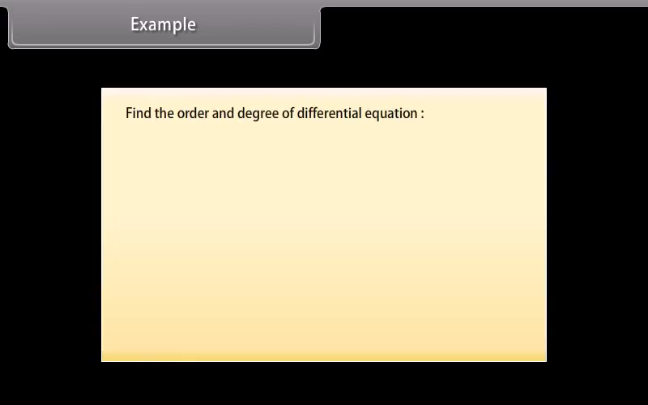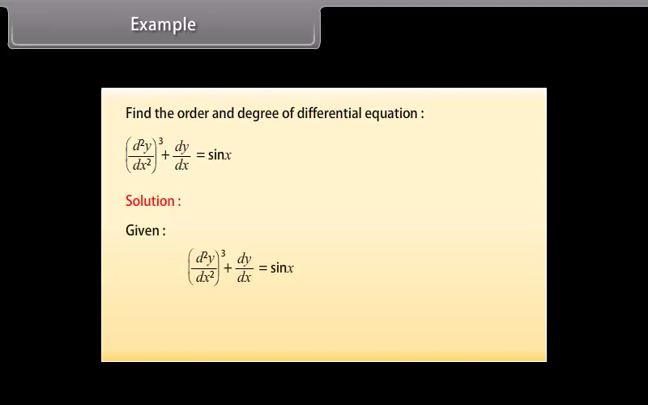Example. Find the order and degree of differential equation. d2y by dx square whole power 3 plus dy by dx equals sin x. Solution. Given d2y by dx square whole power 3 plus dy by dx equals sin x. Order 2. Degree 3.